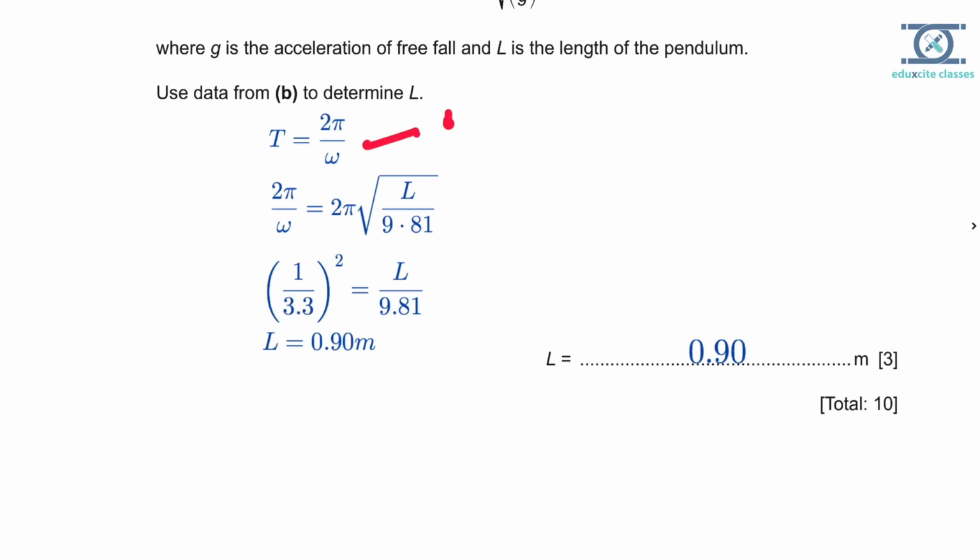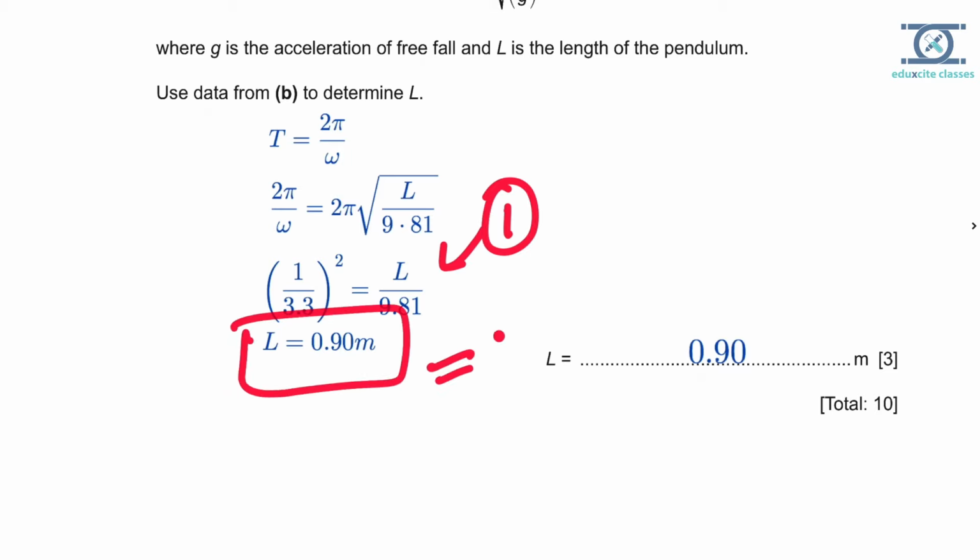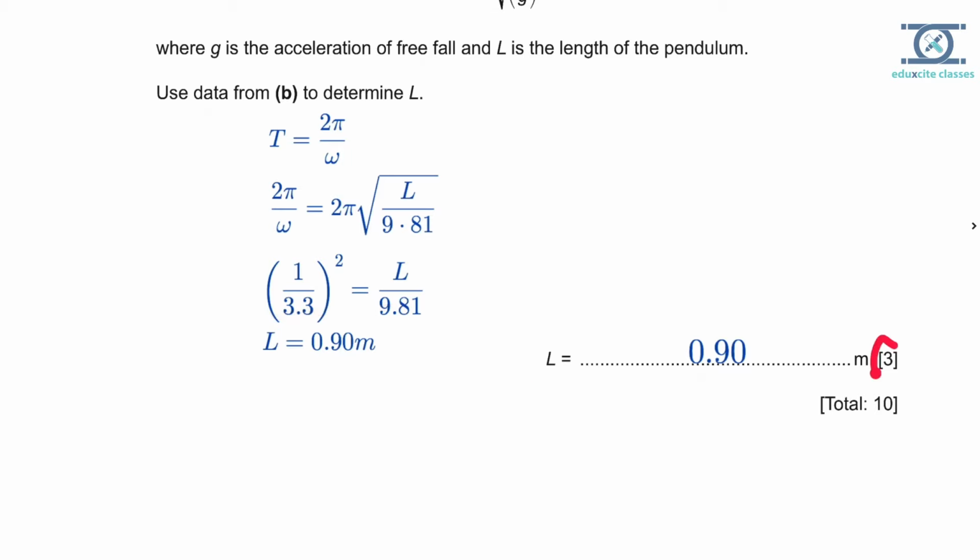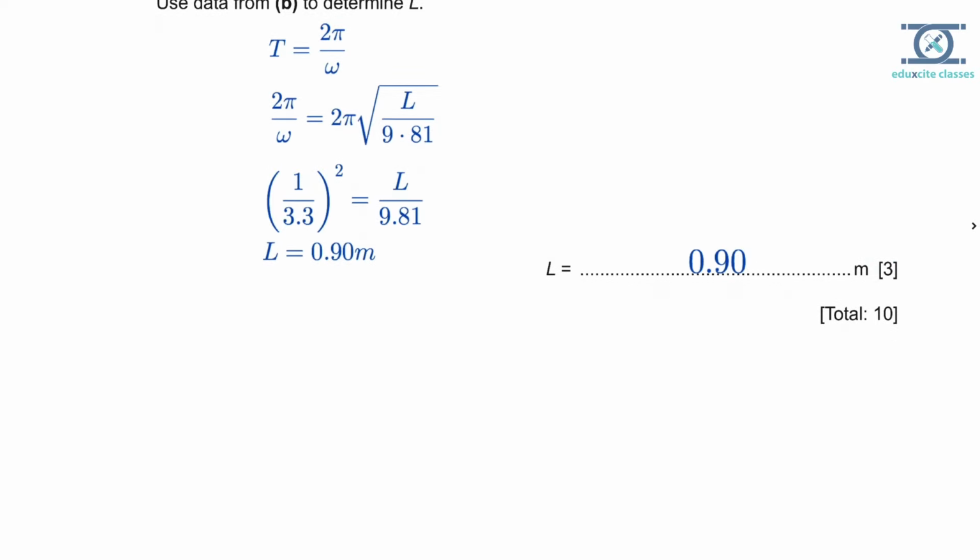So 1 mark for the relation between the time period and the omega, 1 mark for correct substitution of value, and 1 mark for the correct answer. So you will get 3 marks. Okay, fine.